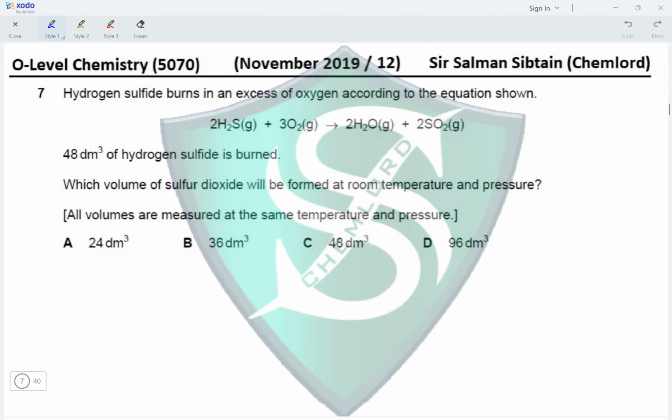So, according to this equation, the molar ratio of hydrogen sulfide to sulfur dioxide is 2 to 2, which means 1 to 1. So the quantity of hydrogen sulfide burned will be equal to the quantity of SO2 produced because the molar ratio is 1 to 1. So we have 48 dm cube of hydrogen sulfide burning, which would mean we have 48 dm cube of sulfur dioxide being produced. So the correct option for this question is option C.